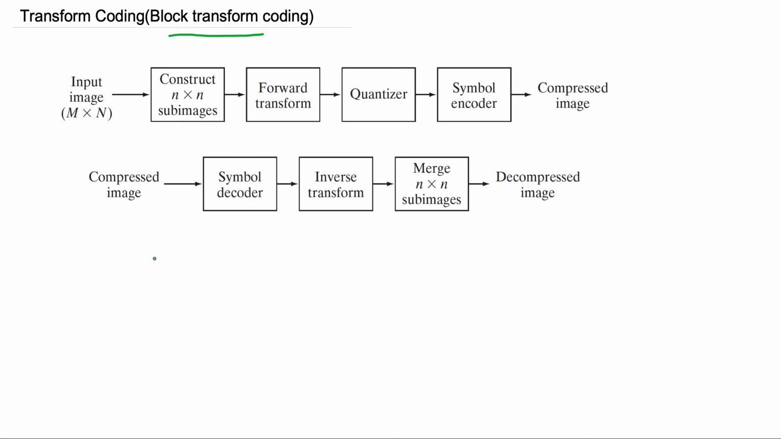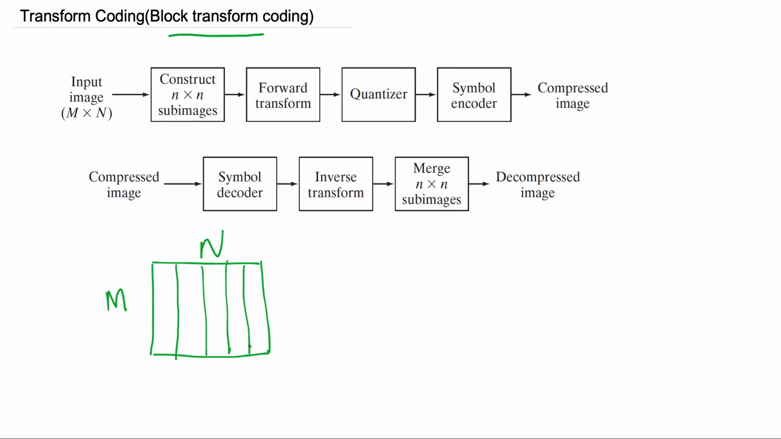Assume that you have an image of size m by n, where you have m rows and n columns. First, we will construct n by n sub images, which means that I will divide this entire image into several sub images of size small n by small n. So if you take a sub image, the size of that sub image will be n by n. The reason for dividing the entire image into sub images is that we will have to extract minute information from each of the sub images rather than taking the entire image as such.